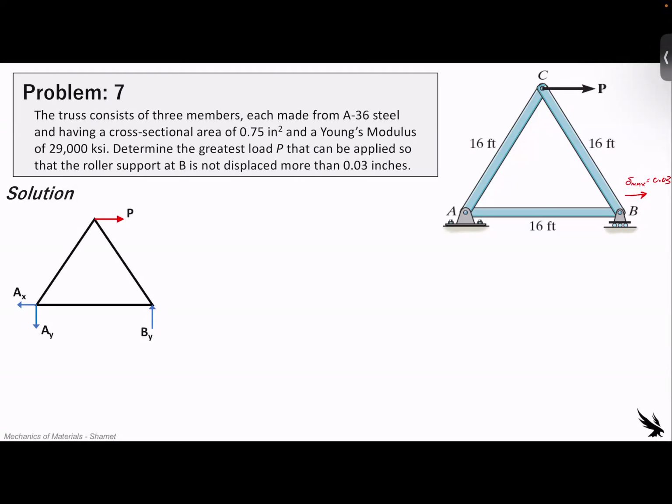Now, we are told that each segment is 16 feet long. So because each segment is 16 feet long, that means we know it's an equilateral triangle. And if we know it's an equilateral triangle, that means we know that each angle is 60 degrees because 180 divided by 3 is 60. So that's how math works.